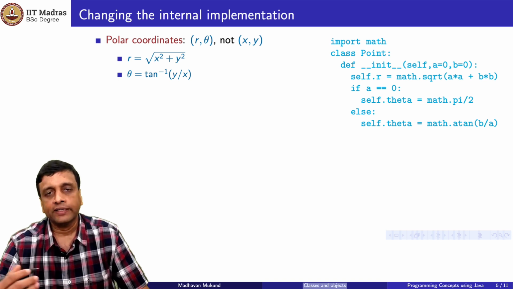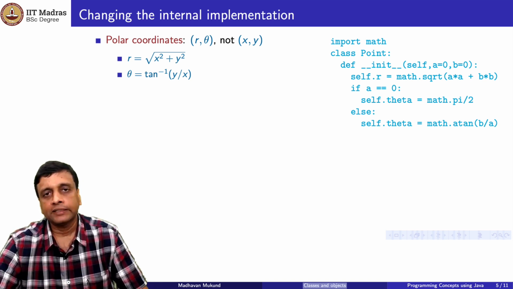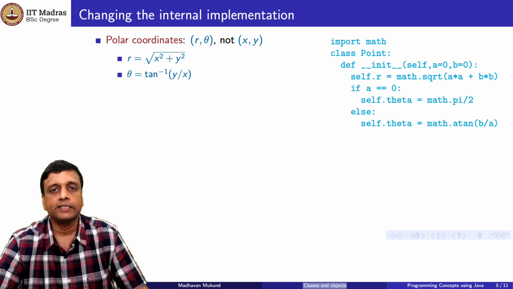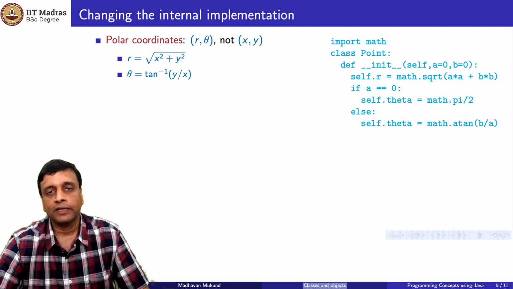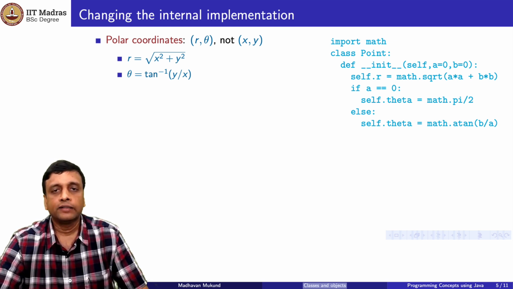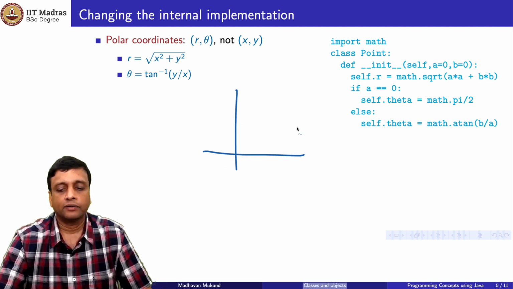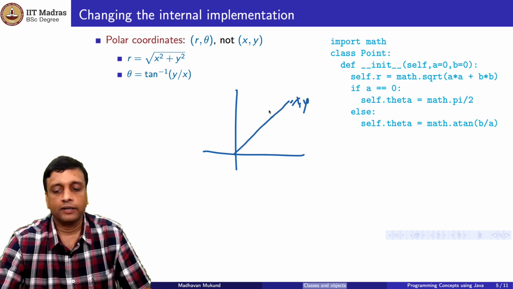Now the whole point of having this internal implementation different from the public function is that we can change the internal implementation and keep the public interface untouched as far as the user is concerned. Of course, the way the public interface works will change, but the user will not see any difference in terms of the answers that he gets. So here, for instance, we could take this point x, y, and instead represent it in terms of its distance r and the angle theta.